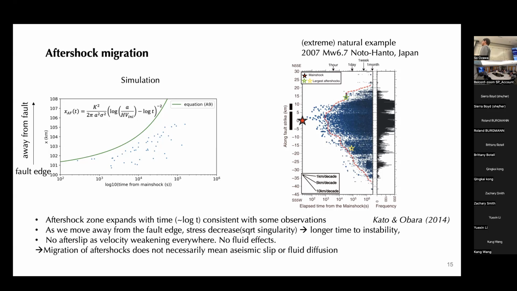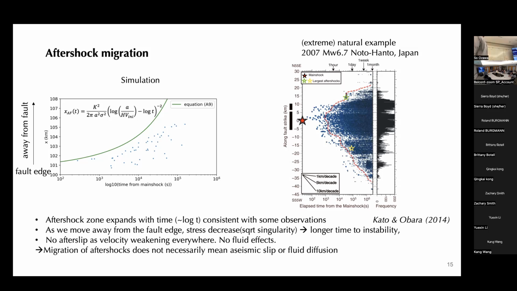So the mechanism of expansion of aftershocks here is as follows. As we move away from the fault edge, there is a stress concentration around the tip of the fault, and it decays with distance from the tip. Stress decreases like a square root singularity, from the basic idea of fracture mechanics.